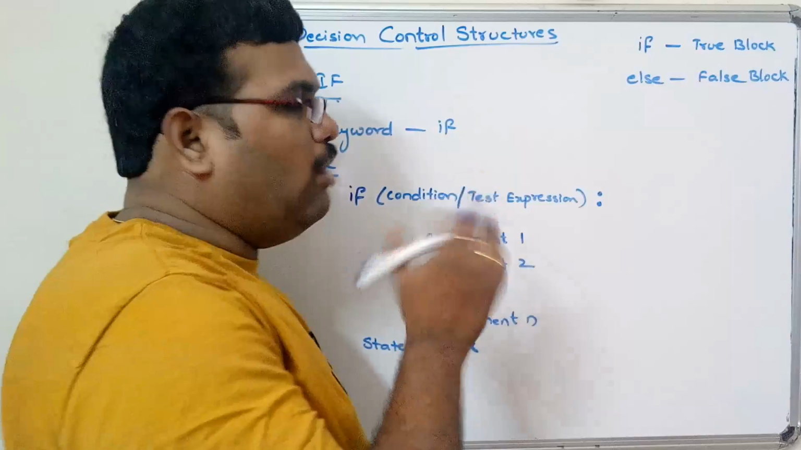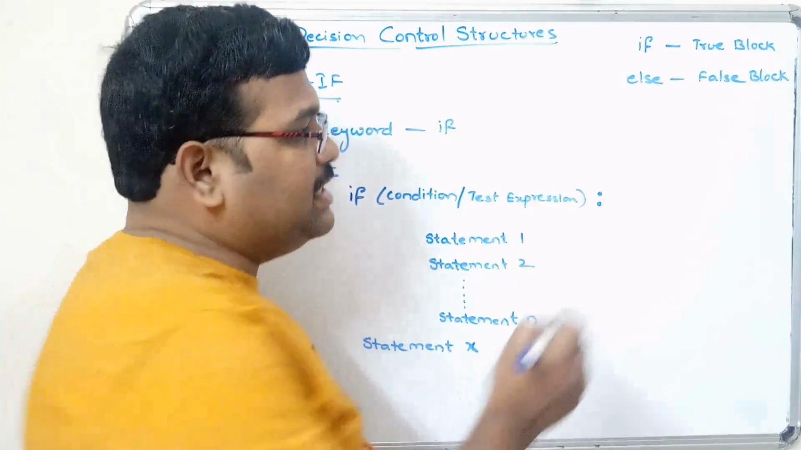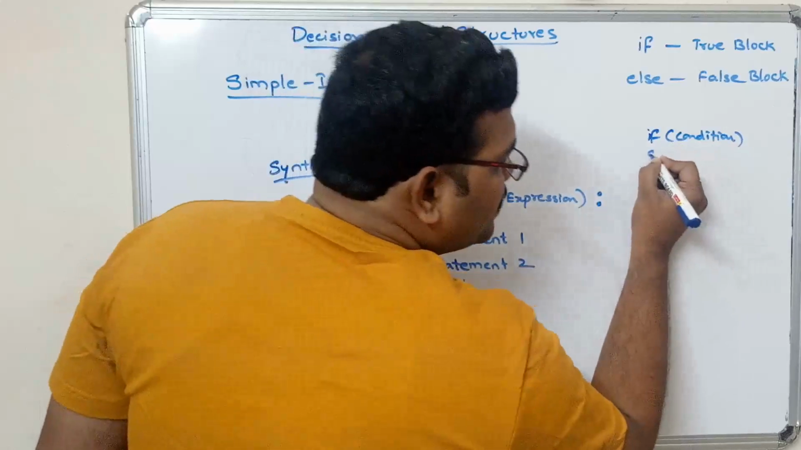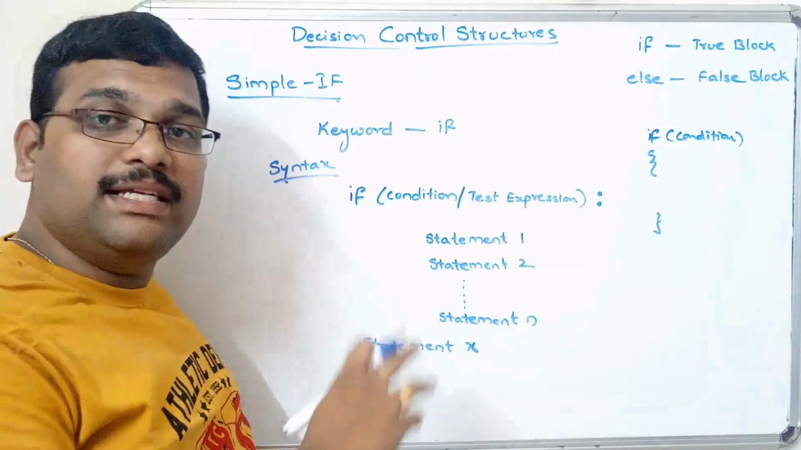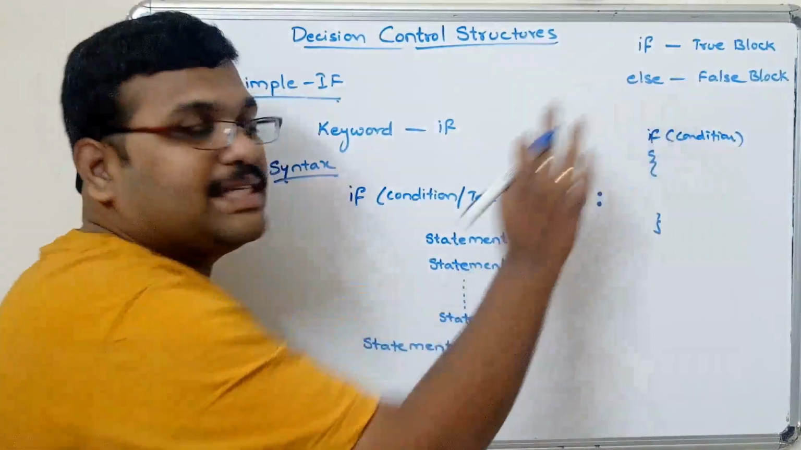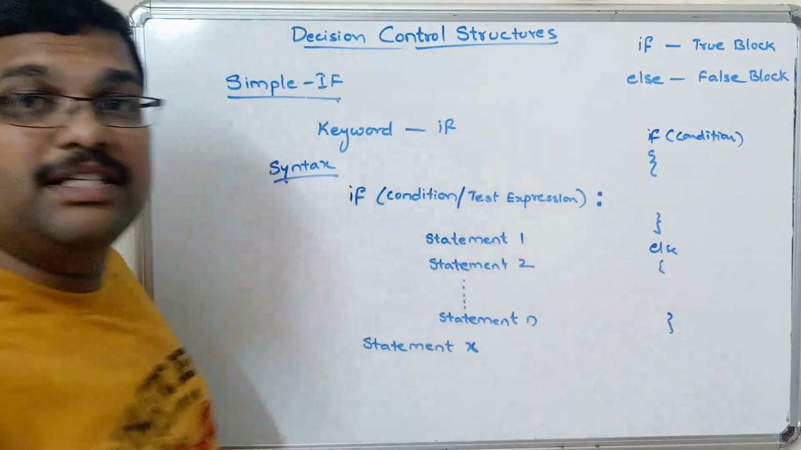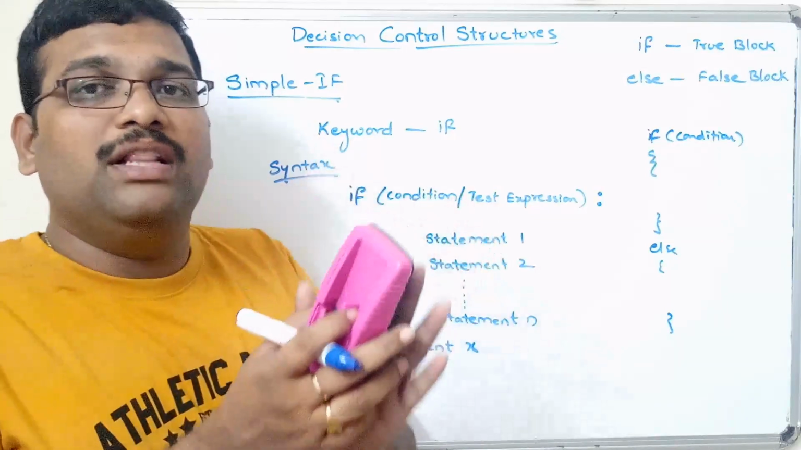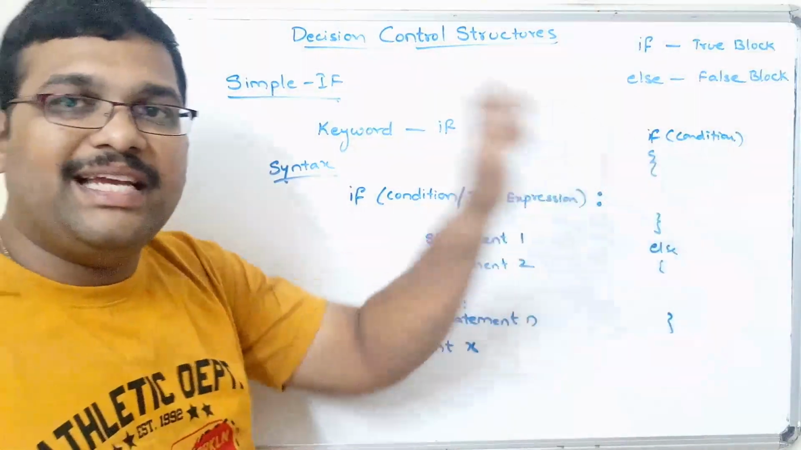So how to represent a block of statements? In C language, simply we can write if condition, and the block of statements is represented in curly braces. If you include these curly braces, that implies all the statements are related to this if block. Similarly, for else, again we will write curly braces. Whenever we want to combine multiple statements as a block, we just represent all those statements in curly braces in C language.